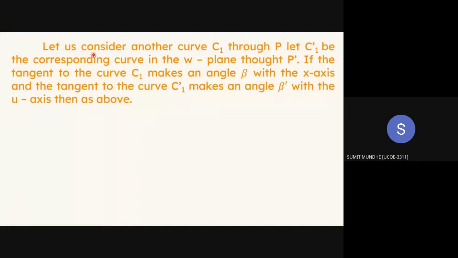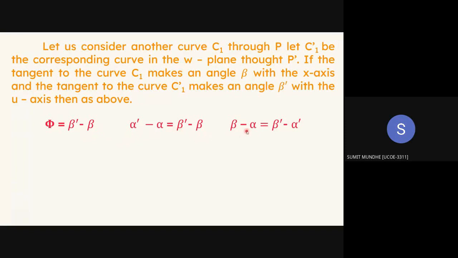let us consider another curve C1 through P. Let C1 dash be the corresponding curve in the w plane through P dash. If the tangent to the curve C1 makes an angle beta with the x-axis, and the tangent to the curve C1 dash makes an angle beta dash with the u-axis, then as above we get phi equals alpha dash minus alpha. Here we also get phi equals beta dash minus beta. So by comparing, alpha dash minus alpha equals beta dash minus beta.